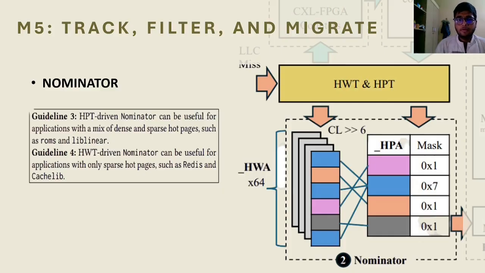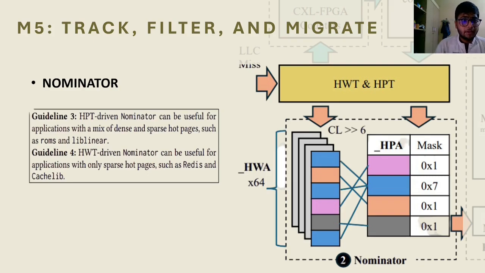The second type of nominator is the hot word driven nominator. In this, initially the HPA data structure is empty and it is filled by the HWA data structure. For every word in the HWA data structure, the physical frame number is calculated and the entry in the HPA is filled, and the 64-bit mask is incremented at that bit. After doing this for every word in the HWA, the true hot dense pages are identified and are nominated by the nominator.